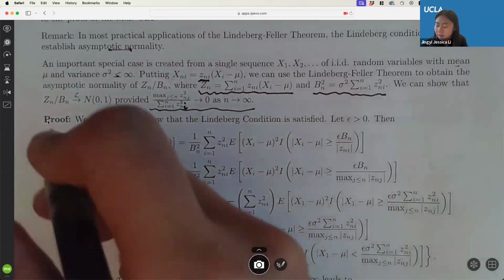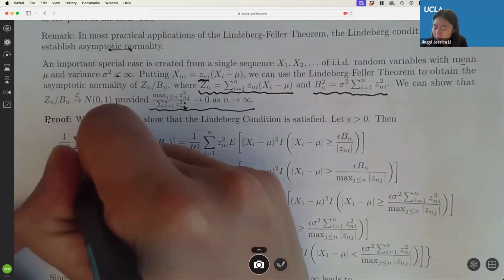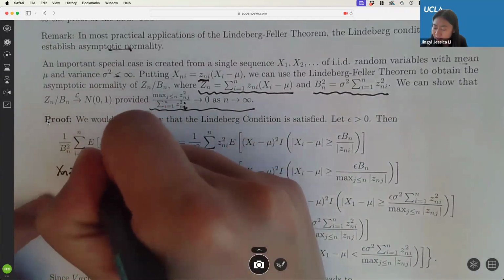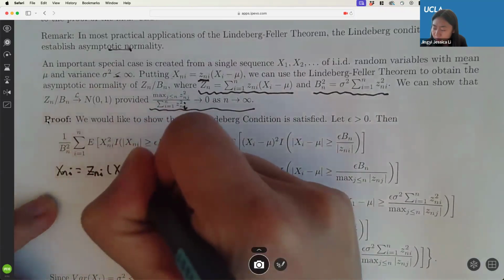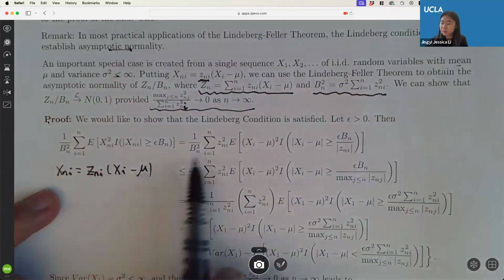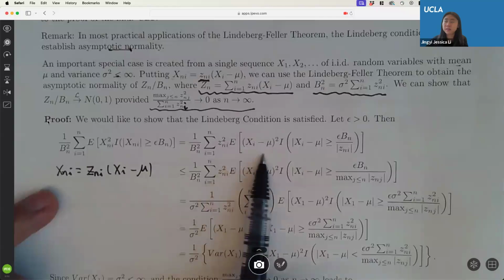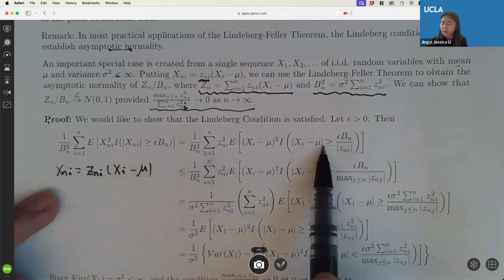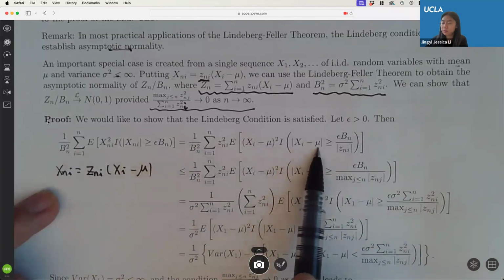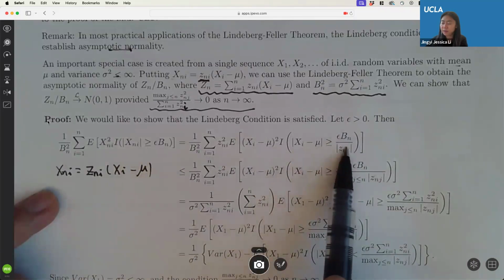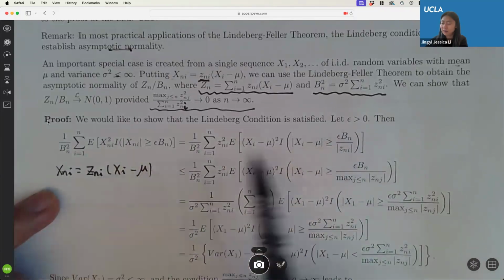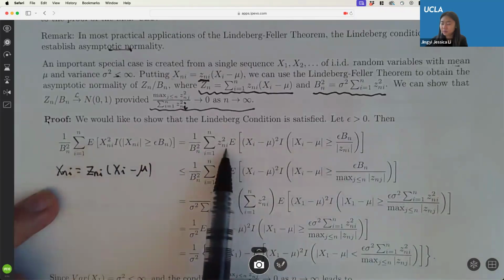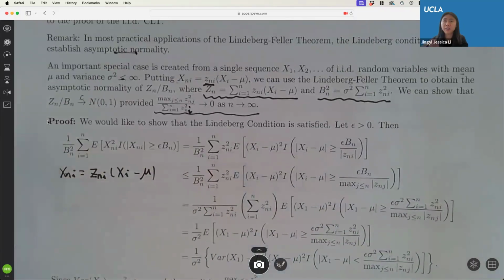So essentially, here we just put in the formula of x and y. So what is x and y? X and y in this application is z_ni times xi minus mu. So we just put this form inside, and then this is what we get. So this absolute value x_ni greater or equal than epsilon times bn becomes absolute value xi minus mu greater or equal than epsilon times bn over z_ni, right? That's what we have. And z_ni squared goes here, outside of the expectation because it's not random.